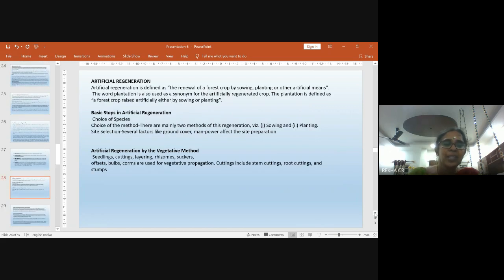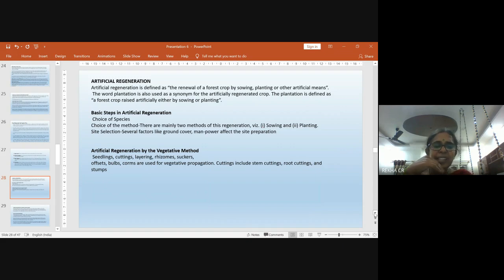So the next one is, these are all the natural methods of regeneration. Next one is artificial regeneration. So artificial regeneration is again the renewal of the forest crop by sowing, planting, or other artificial means. So again, here also, the artificial means of raising is either by sowing the seed or by planting. The steps in artificial regeneration include the choice of species, the choice of the method, and the site selection.